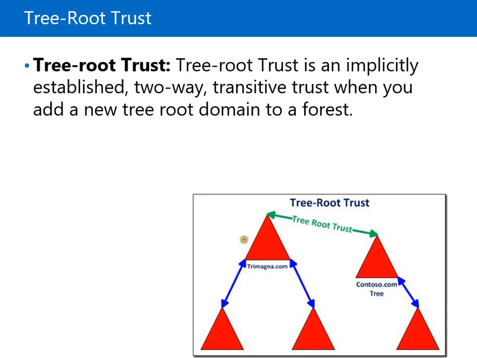See, this is your domain controller, DC. Okay, this is your DC. And this is your CDC. And this is also your CDC. See, this is also CDC, but what is the difference between this tree root trust and parent child trust?